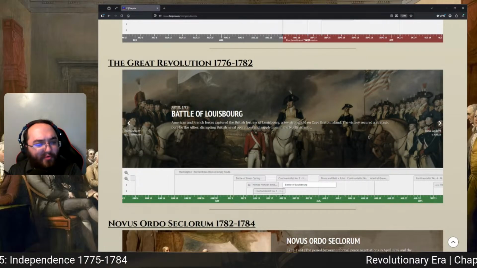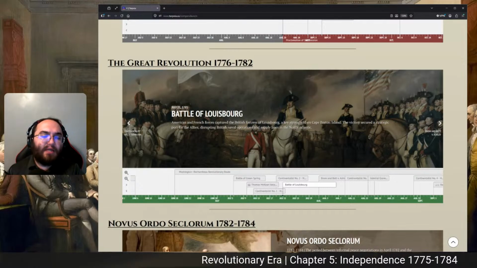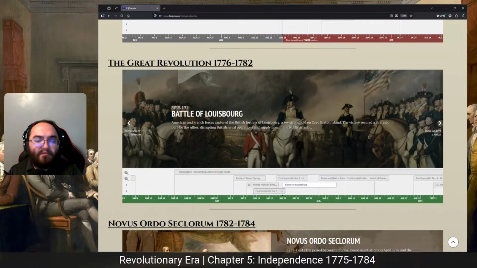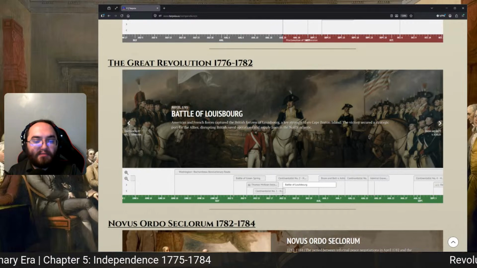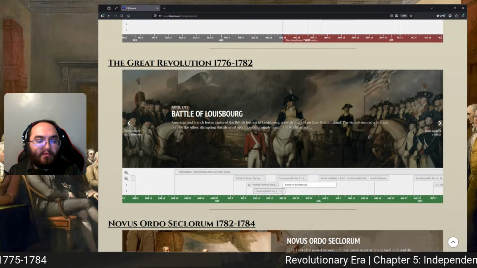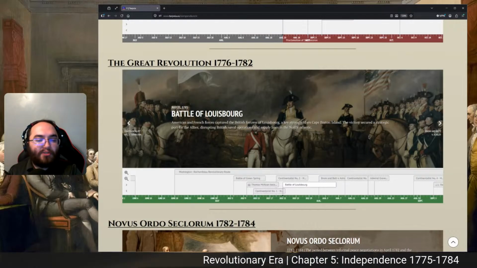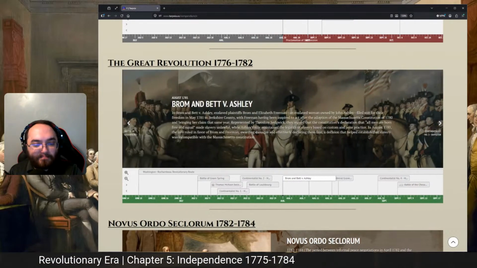You have the Battle of Louisburg on July 21st, 1781, where American and French forces captured the British fortress of Louisburg, a key stronghold on Cape Breton Island, and the victory secured a strategic port for the Allies, disrupting British naval operations and supply lines in the North Atlantic.